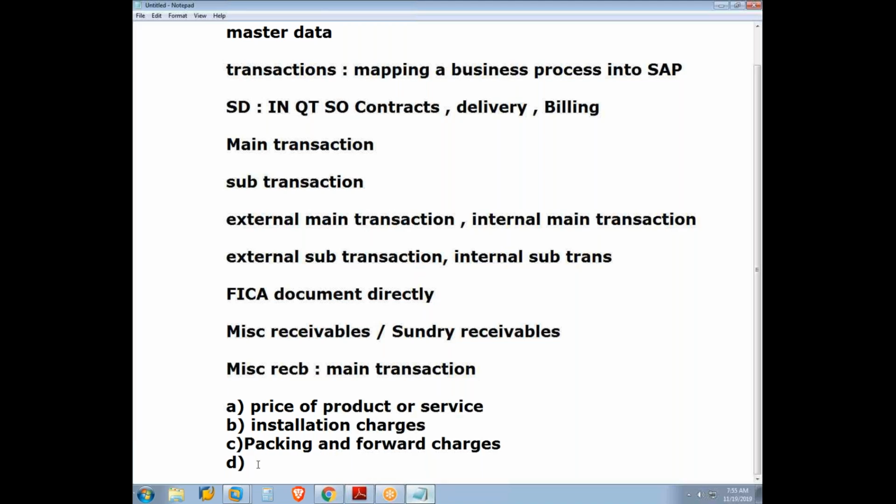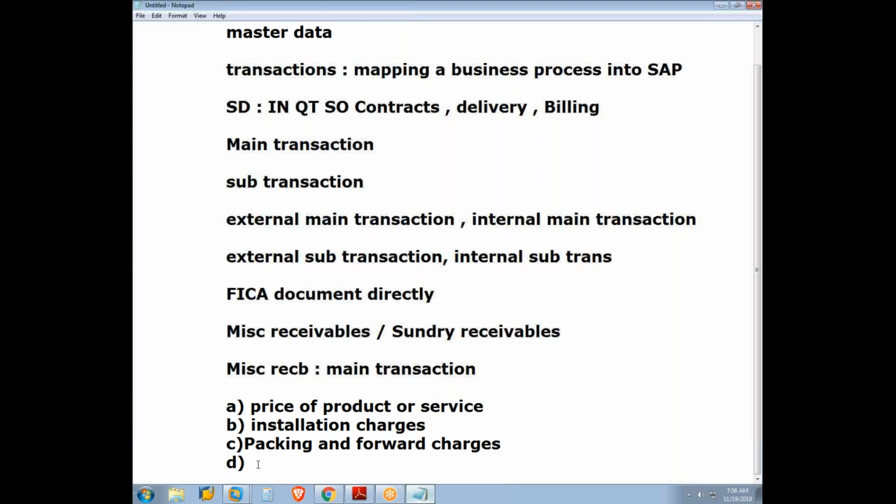So there can be so many charges we can calculate under the main transaction. Each of them you can define them as a sub transaction. Okay, that means whenever you run a main transaction, certain calculations we are doing. Let us say in this case, three calculations I'm doing: price of a product, installation charges, packing and forwarding charges. Okay. Now, individually, the charge will be given for each of the sub transaction.